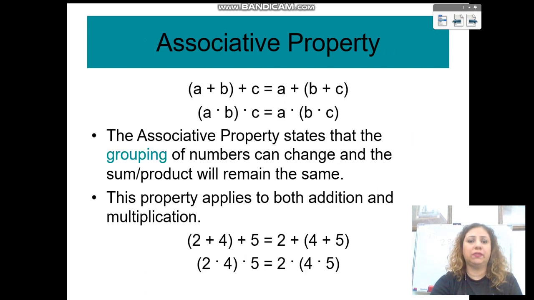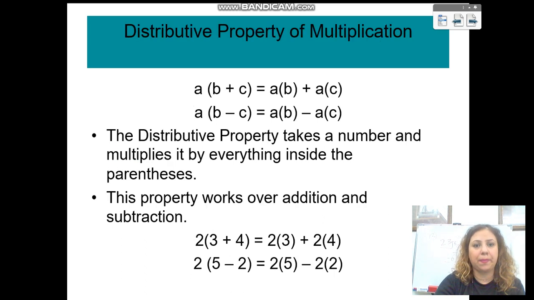We have the associative property. It's whenever you change the grouping of the numbers and the sum or the product will remain the same. The property applies to addition and multiplication. It's whenever you can just change the place of the parentheses to change the grouping of the numbers and the answer stays the same.